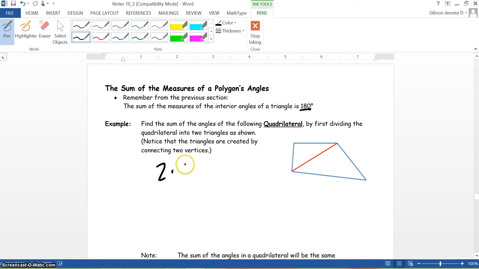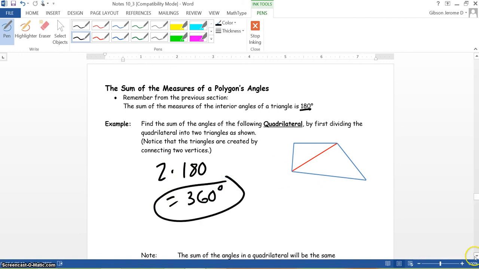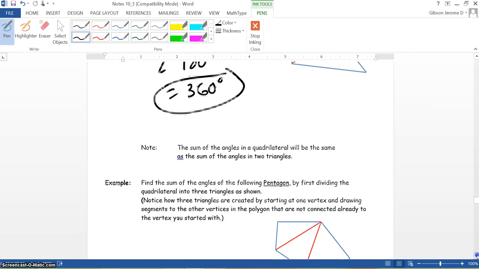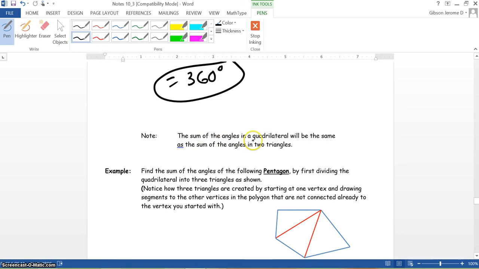So we would just take 2 times 180, as we had 2 triangles here. So that'll give us 360 degrees. That is our final answer here. Now we scroll here. The sum of the angles in a quadrilateral will be the same as the sum of the angles in 2 triangles, which we did here, that 2 times 180.